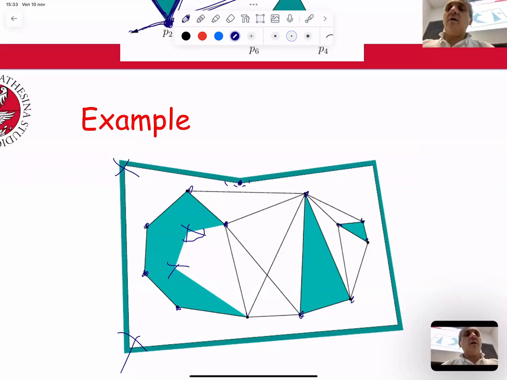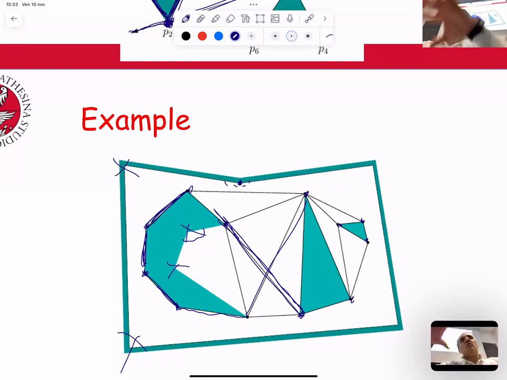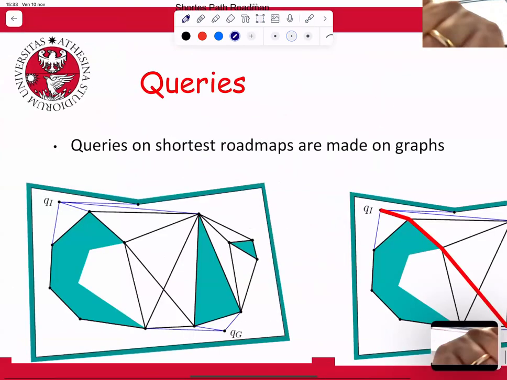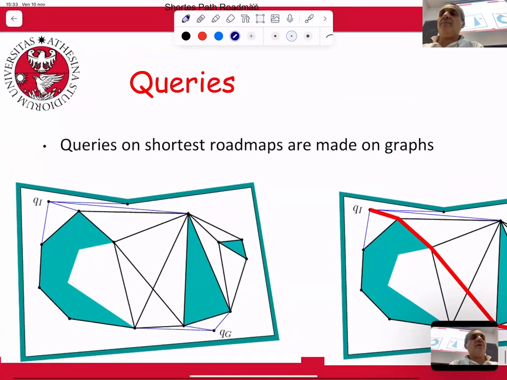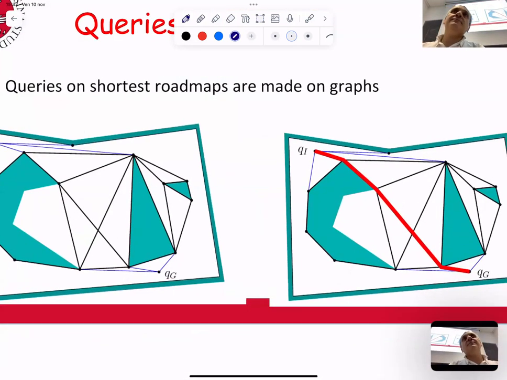Then this is an edge. This is an edge. This is an edge, and this is an edge. Then is this a bitangent line? It touches the 2 points. It doesn't poke into the obstacles, right? So it's a bitangent line. This is an edge. This is an edge, and so on and so forth. So this way, you construct your roadmap. And once you have your roadmap, then again, you are in the situation in which your queries can be made on the graph.